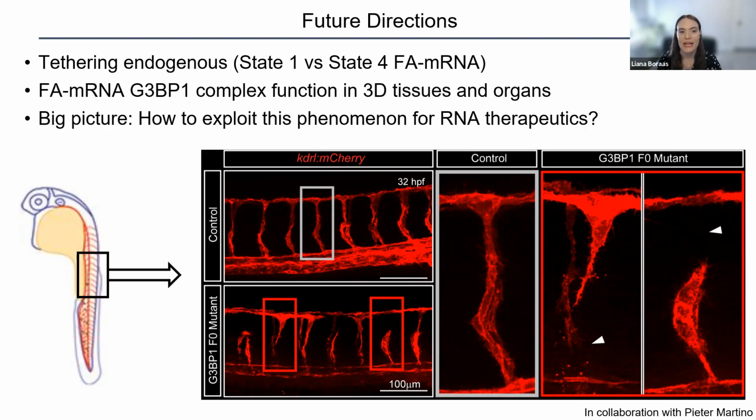And in terms of the big picture, how do we exploit this phenomenon for RNA therapeutics? We want to be able to utilize what we found in order to not change protein, not change RNA expression, but simply to be able to express non-coding RNAs to regulate the way that cells behave.